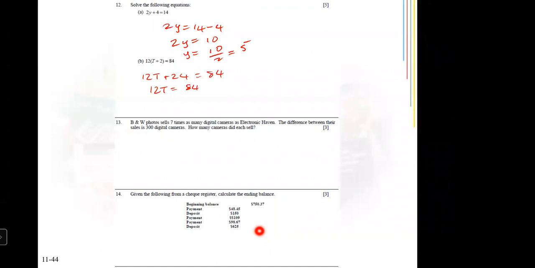It should be 2y equals 14 minus 4, 2y equals 10, y equals 10 over 2 equals 5. And then 12t plus 24 equals 84. 12t equals 84 minus 24. 12t equals 60. T would be equal to 60 over 12 equals 5.